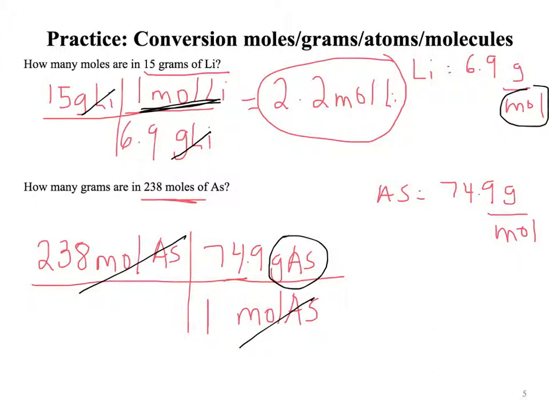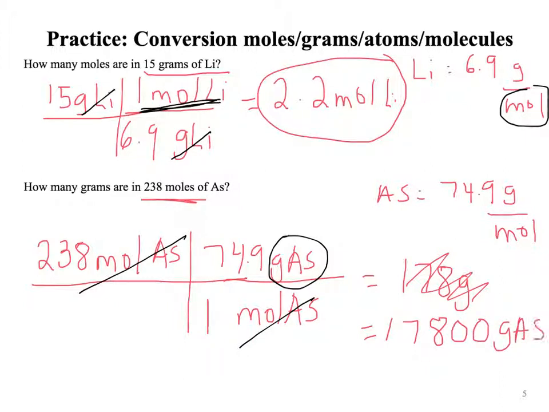So I stop and then I do my computing. 238 times 74.9 divided by 1, hold on. I get 178.00 grams of arsenic with the correct number of sig figs.